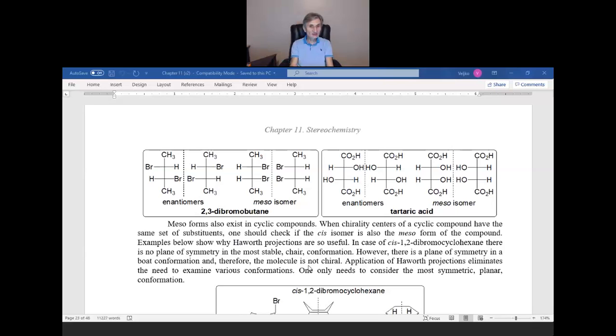It may not rotate plane of polarized light because it's achiral. It's not chiral. It does not contain any chirality centers. The second reason is it could be a racemic mixture of equal amounts of two enantiomers. And the third reason is it could be a meso isomer.